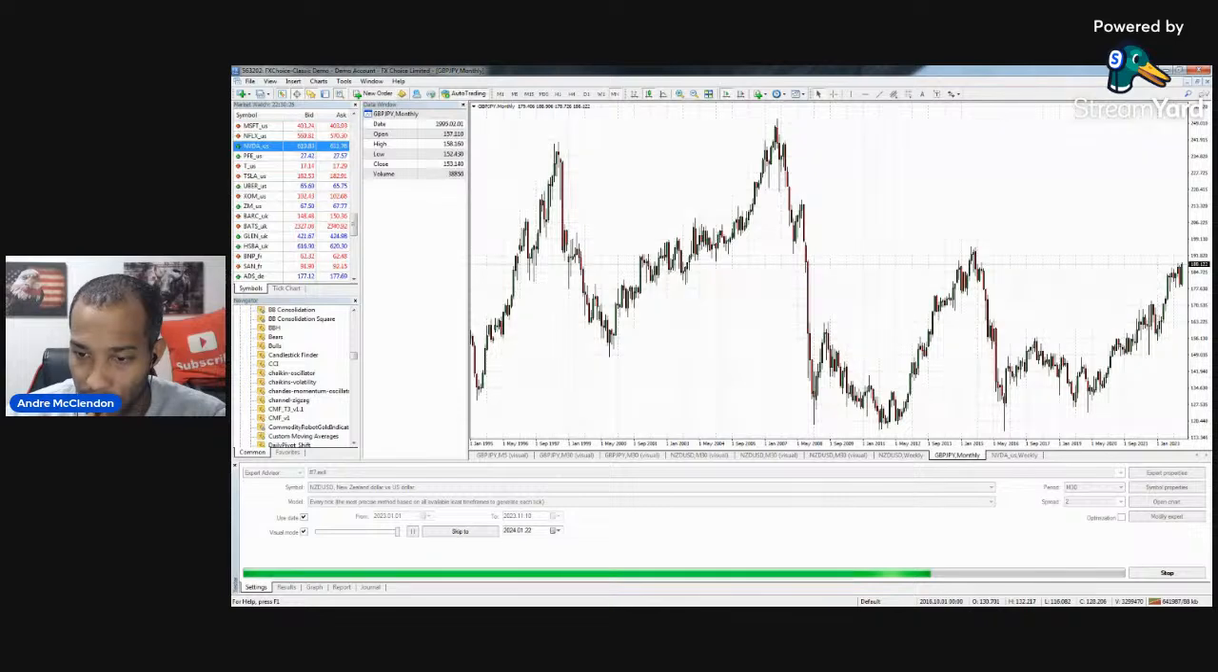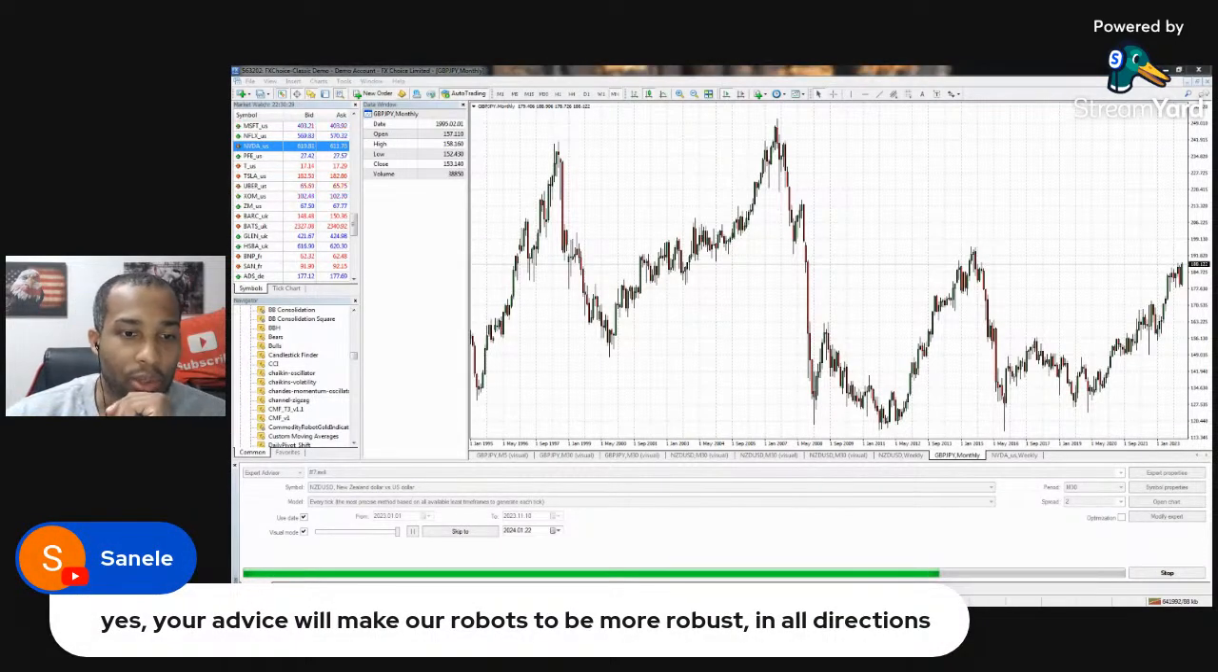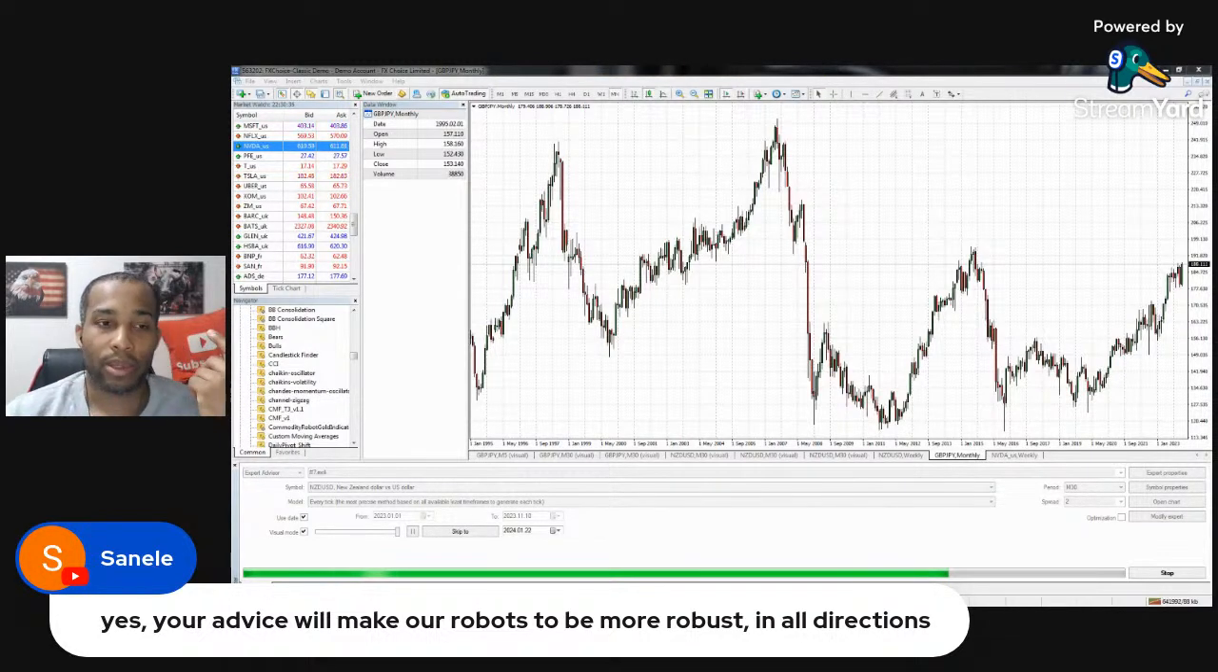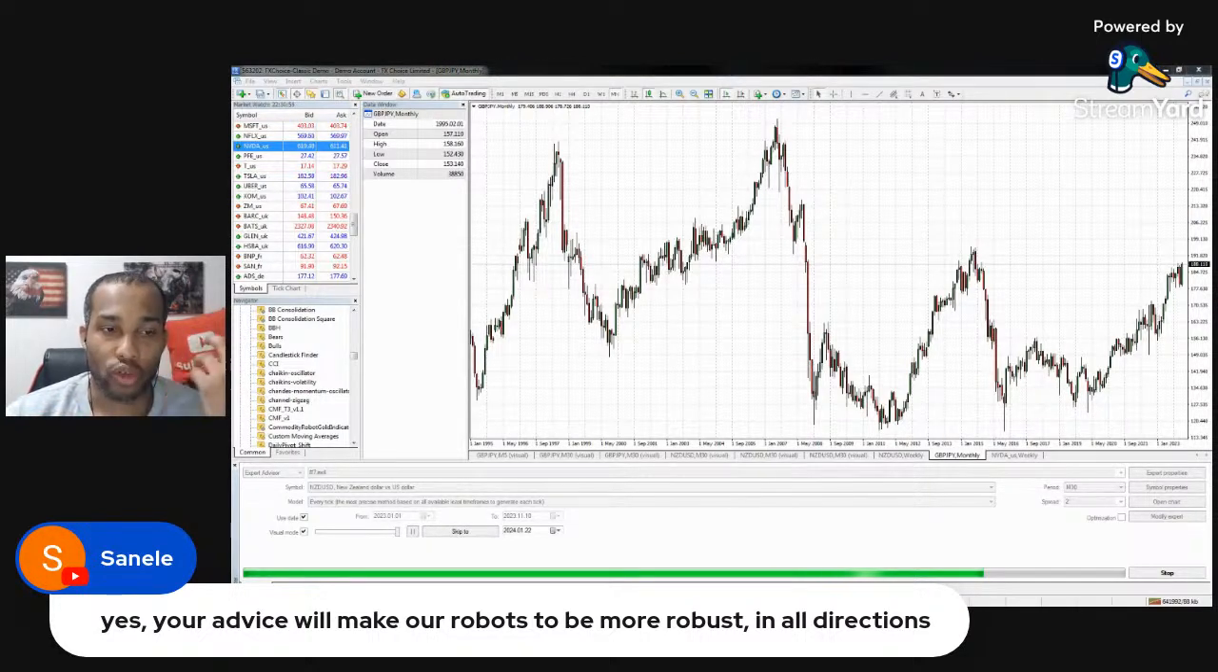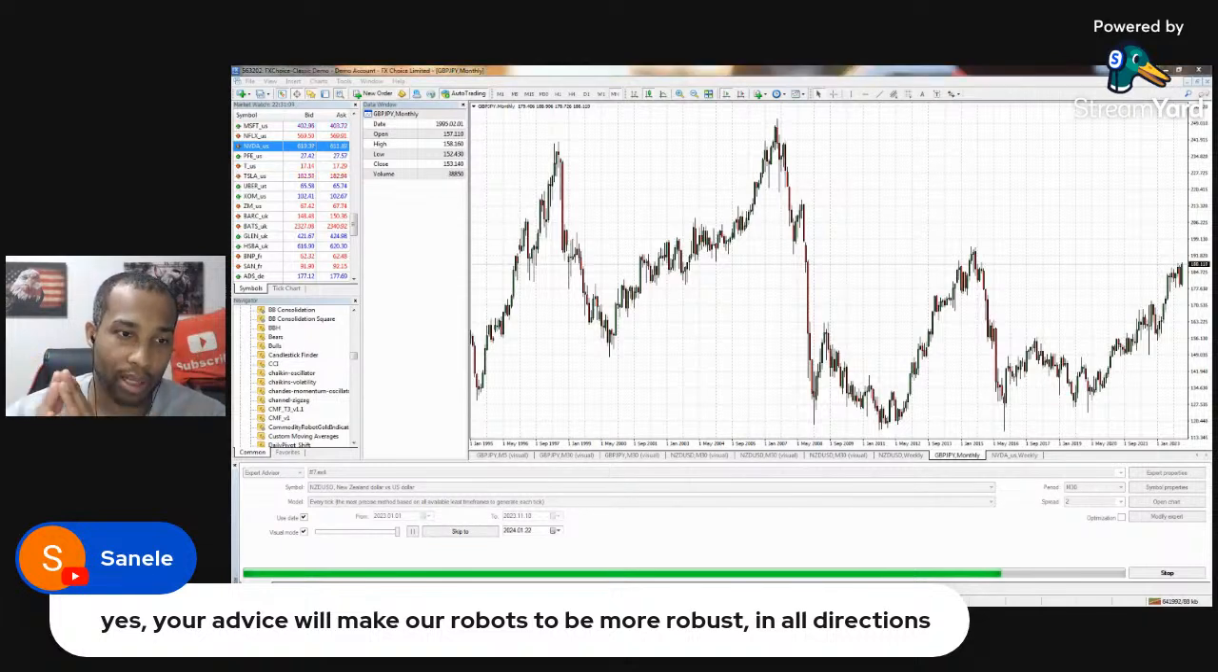Yes, your advice will make our robots more robust in all directions. Your robot has to be able to understand all time frames, depending on the strategy, and then also understand what's happening to the spread, what's happening to the overall market, what's happening on news. So usually, more advanced robots have all these abilities, kind of like superhero powers. Do you want your robot or superhero to have like speed, invincibility? What else? Read minds. You want your robot to have as much power as possible. So when it's looking at the market, it can understand what's happening.